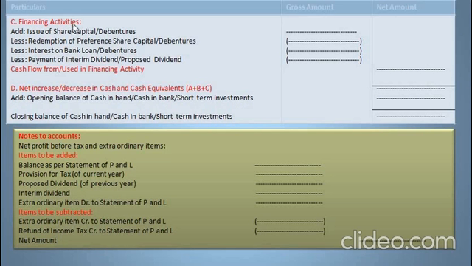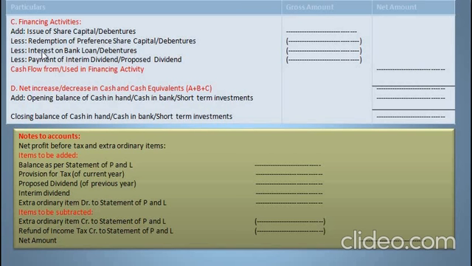Now I am going to discuss financing activities. The first item to be added here is issue of share capital or debentures. Issue means that the value of share capital or debentures is increasing from previous year to current year. Sometimes the value of preference share capital or debentures decreases also. That is called redemption of preference share capital or debentures, and the amount will be deducted, so the amount will come in bracket.